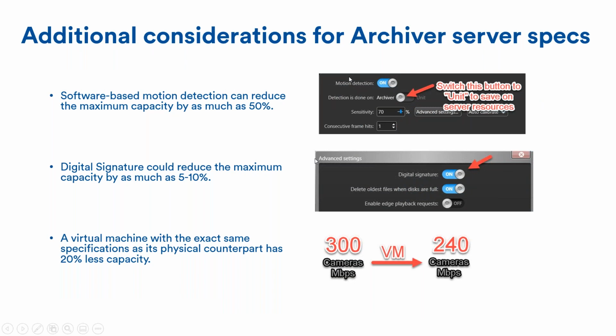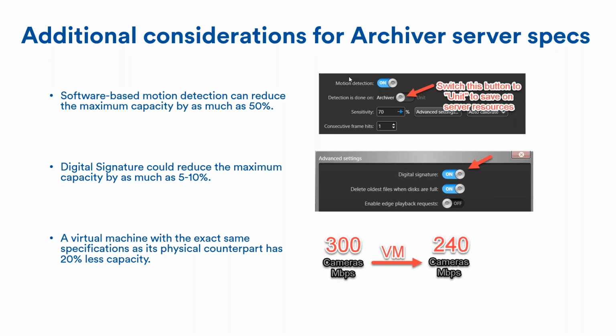Additional consideration for archiver server specs. Again, this is in the system requirements doc. Software-based motion detection can reduce the maximum capacity by up to 50%. For cameras, if you want to do motion detection, the archiver can do that if the camera doesn't support it, but it's very resource intensive. If you turn on archiver-based motion detection, it could reduce the number of cameras that the archiver can support by as much as 50%.